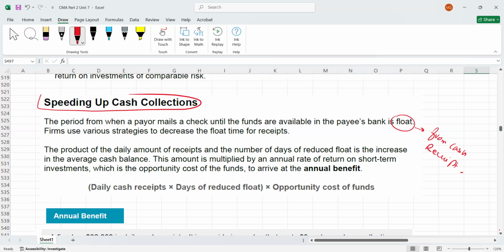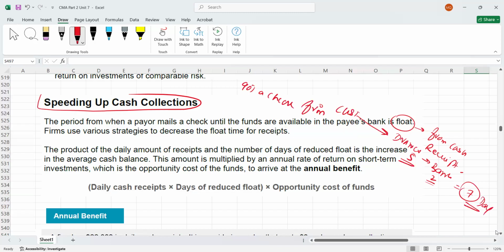For example, I'm running a business. Today I got a check from a customer. What happened? I kept it in my, let's assume, drawer, and I forgot it for 5 days. It was in the drawer for 5 days. After 5 days, I remembered, oh, there was a check. So immediately I went to the bank and deposited that check, and maybe the bank took 2 days to clear it. So in total, how many days did I spend? Maybe 7 days, right? So this 7 days is the float period.